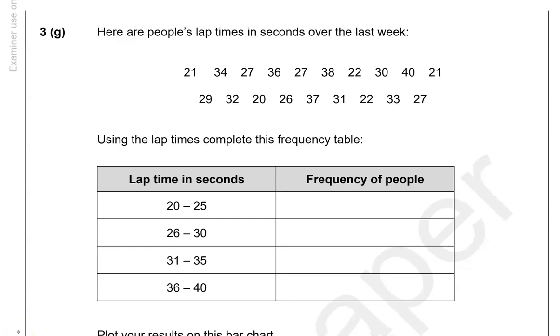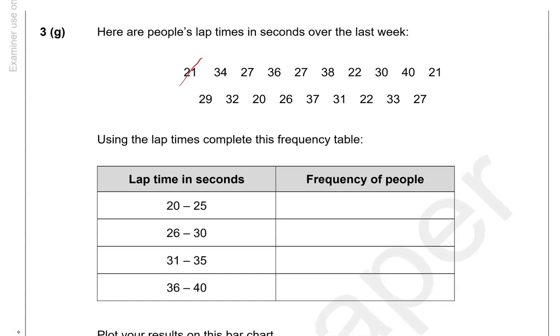Here are people's lap times in seconds over the last week. Using the lap times, complete this frequency table. So we've got lap time in seconds, 20 to 25, 26 to 30, 31 to 35, 36 to 40. So we're going to add the frequency in the other column. So let's start with 20 to 25.